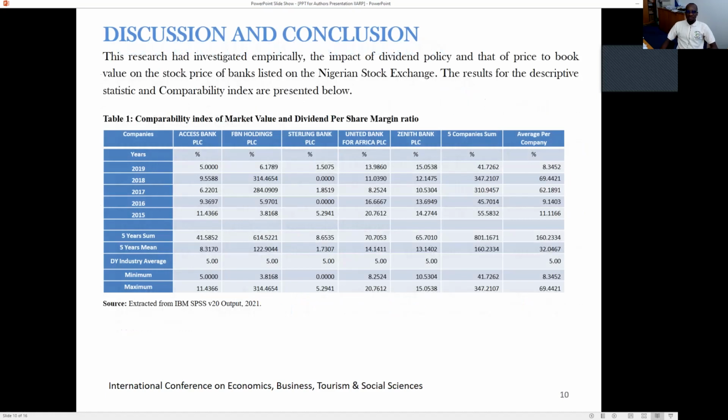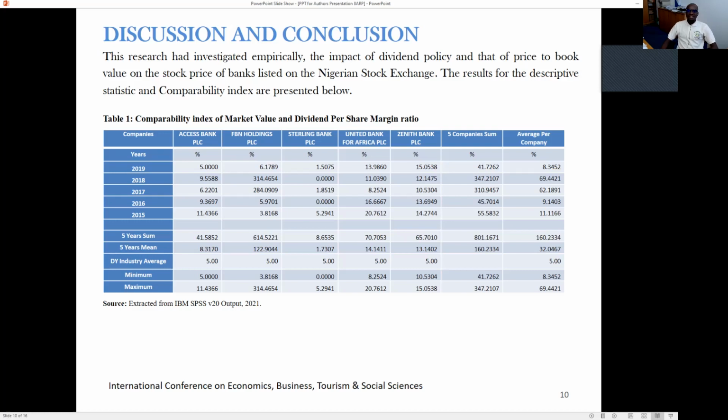Discussions and conclusion. This research had investigated empirically the impact of dividend policy and that of price to book value on the stock price of banks listed on the Nigerian Stock Exchange. The results for the descriptive statistics and comparability index are presented below. Table 1 is on the comparability index of market value and dividend per share margin ratio.